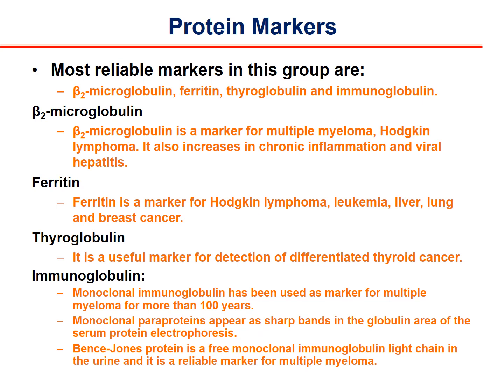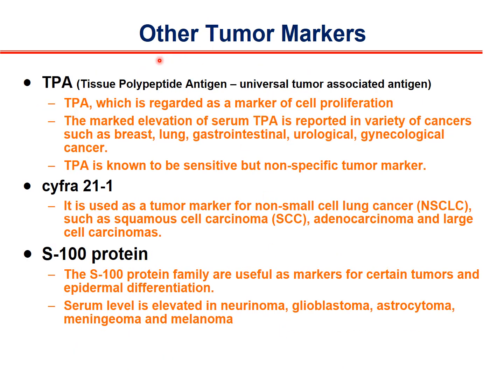Amyloidosis can happen. Other tumor markers such as TPA, or tissue polypeptide antigen, that's a universal tumor-associated antigen which is regarded as a marker of cell proliferation.